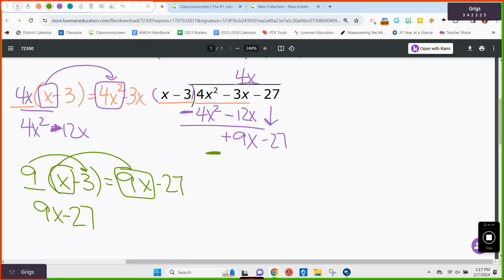I say minus 9x minus 27. So positive 9x minus 9x, I get 0. And then I got negative 27 minus negative 27, because division is the process of repeated subtraction. Negative 27 minus negative 27 is nothing at all. 0. And what gave us this expression was plus 9.